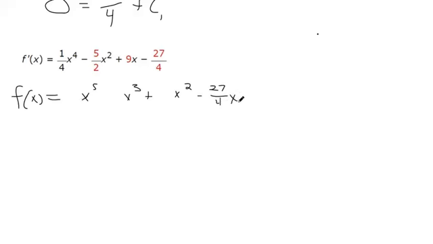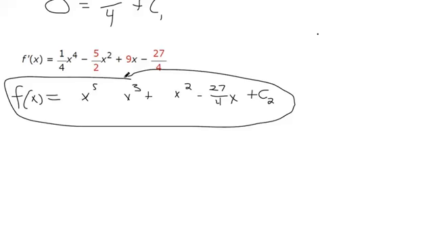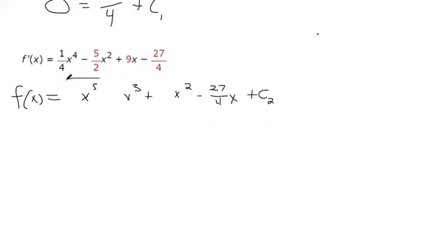27 over 4 is going to have an x next to it, and then we have a new constant. We'll call it c sub 2. I don't know what WebAssign wants. But look, this isn't quite the right antiderivative, because if you take a derivative of this, it doesn't make 1/4 x to the fourth. We need 1/4 to happen. So that's why I'm going to put a 1/5 and multiply. In other words, 1 out of 20, because 5 times 1 out of 20 makes 1/4. And now this term matches up.